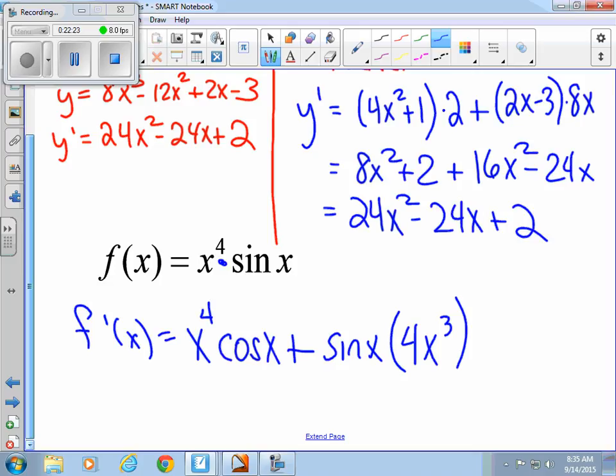Why did I put that in parentheses? It might look like it's all inside that sine function. You could rearrange it, but that's it. Right, that is the derivative of that function.